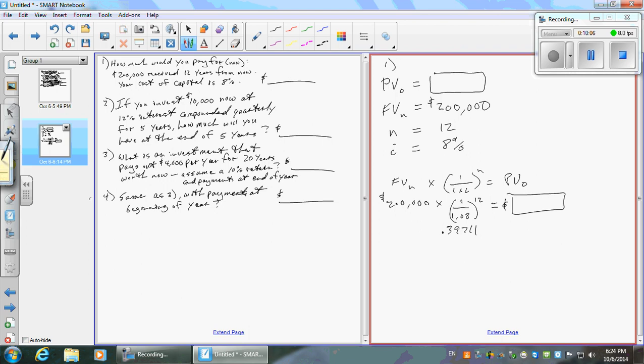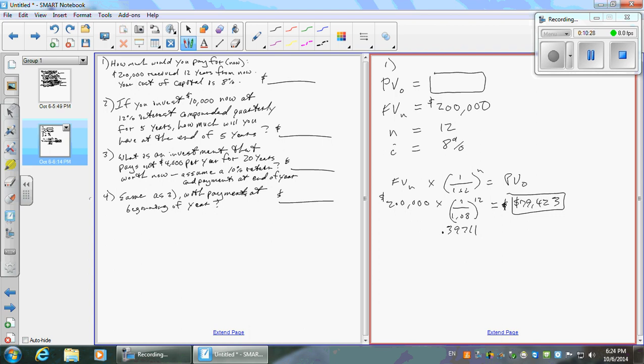We get 39 cents how many times? 39.7 cents how many times? We're not going to have $1 at the end. We're going to have 200,000. So you take 200,000 times 0.39711, right? That's why. Okay, how much is it worth right now? What was 200 times 0.39711? 79,423.